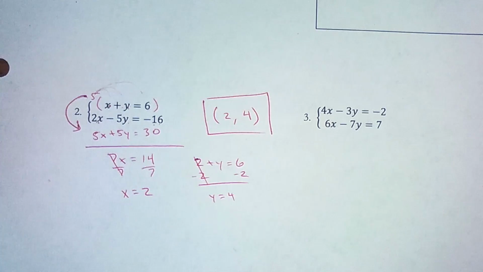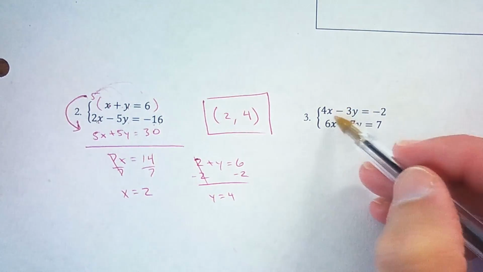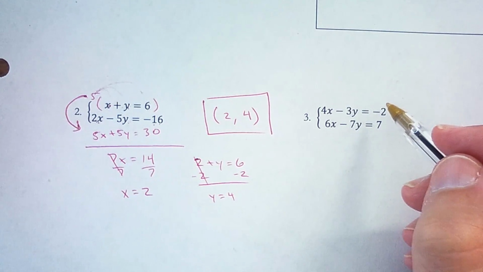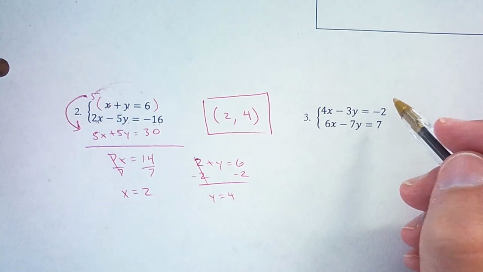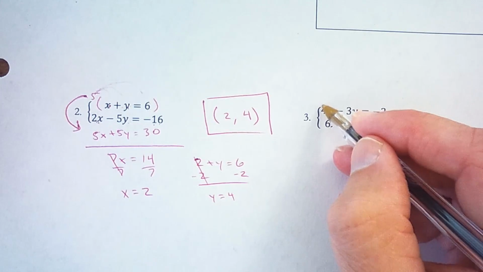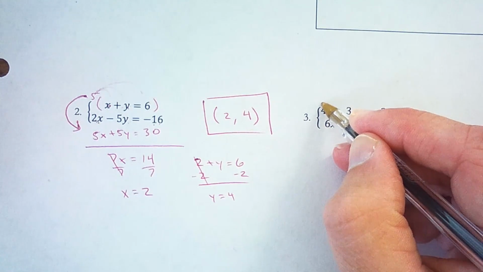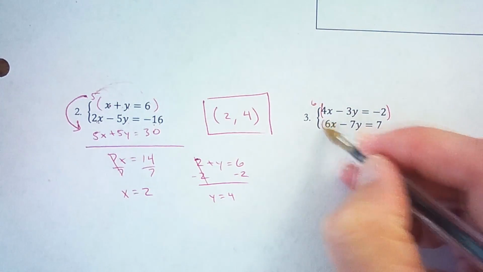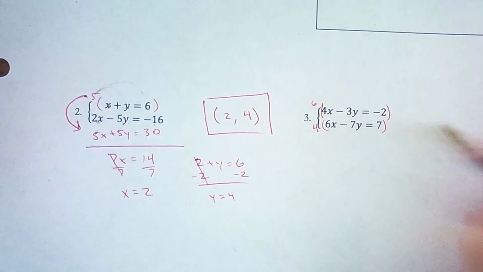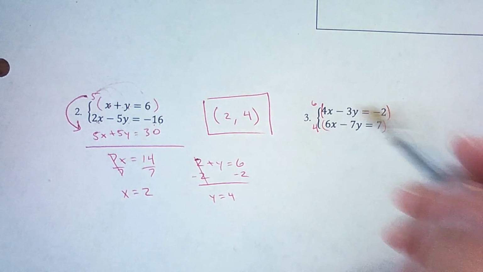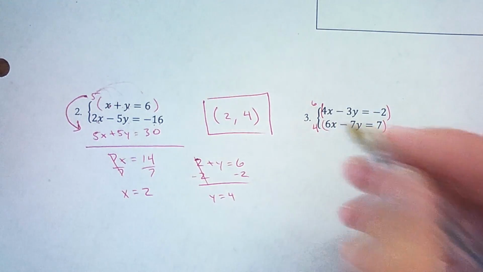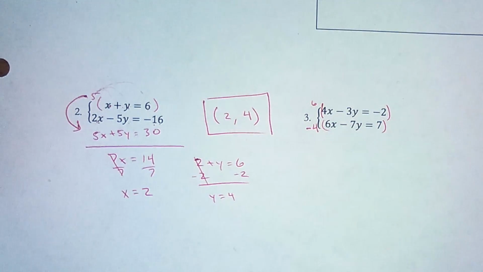And on number 3, we can choose x or y. I don't know that one is going to be much easier than the other, so if we choose to eliminate the x's, the easiest way to recognize is to multiply this top one by 6 and this bottom one by 4, but that won't make them opposites. That will make them exactly the same. Okay, so they'll both be 24 this way. We could just change one of them to a negative. Let's just say we change that bottom one to a negative.